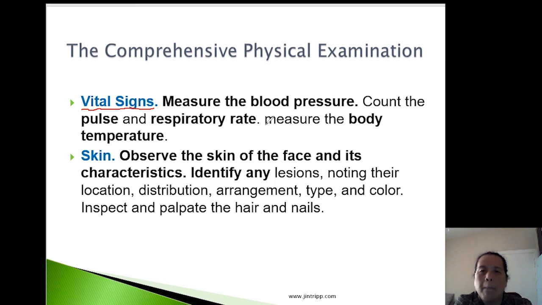So that includes blood pressure. We will talk about the normal range and the abnormal range of blood pressure later. But basically, we are talking about the vital signs, including blood pressure, including the pulse.